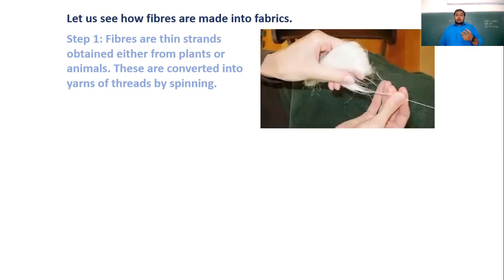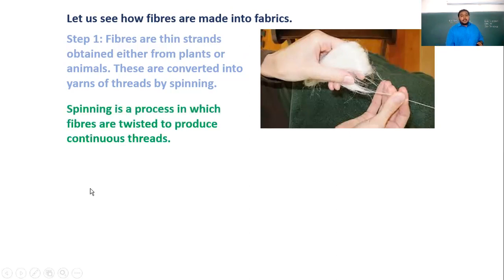See, this is the cotton fiber. By spinning that cotton fiber with our fingers, we are forming the thread. This is the old method that we use to form thread from cotton fiber. But now, by using electric machines, we are forming that thread from that cotton fiber.